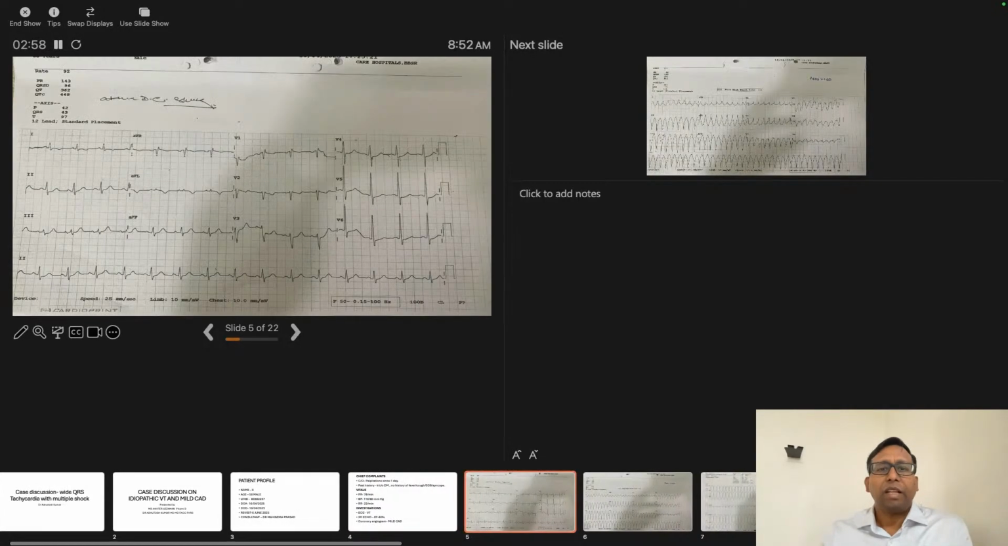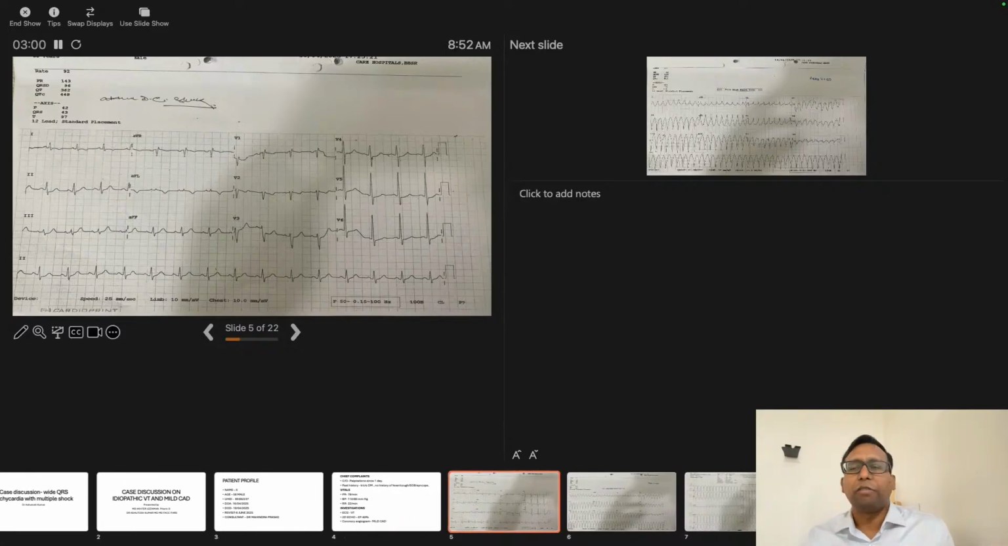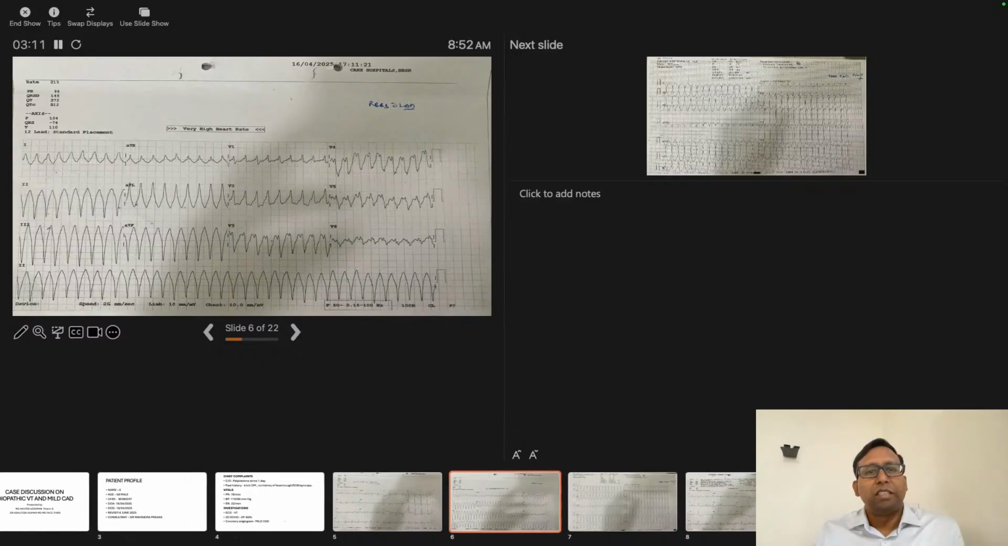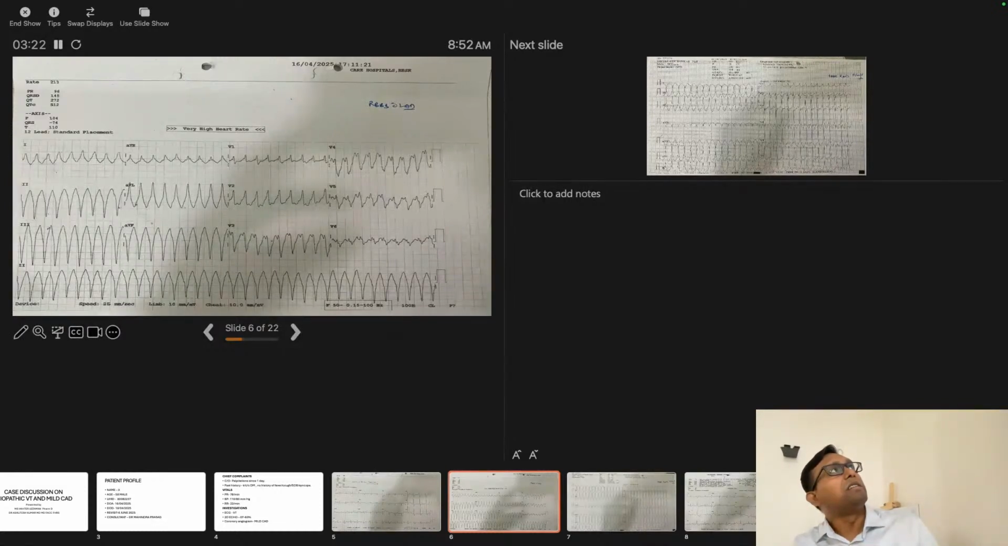Okay. Now, this is the baseline after shock, meaning all therapy failed. You can see there is nothing very significant in this ECG. Everything is normal. Now, this is the second ECG. In this ECG, this is a very typical ECG of fascicular VT most of the time. You can see right bundle branch block, V1 is positive. Are you able to see?